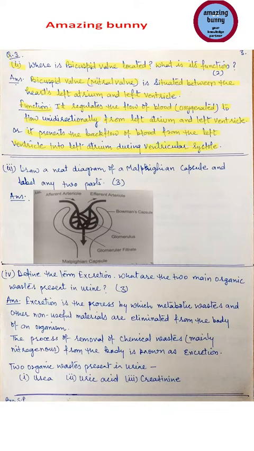Now, ventricular systole is where the ventricle muscles contract, and the tricuspid valve and bicuspid valve close during this phase, and during this time they produce the sound called lub.